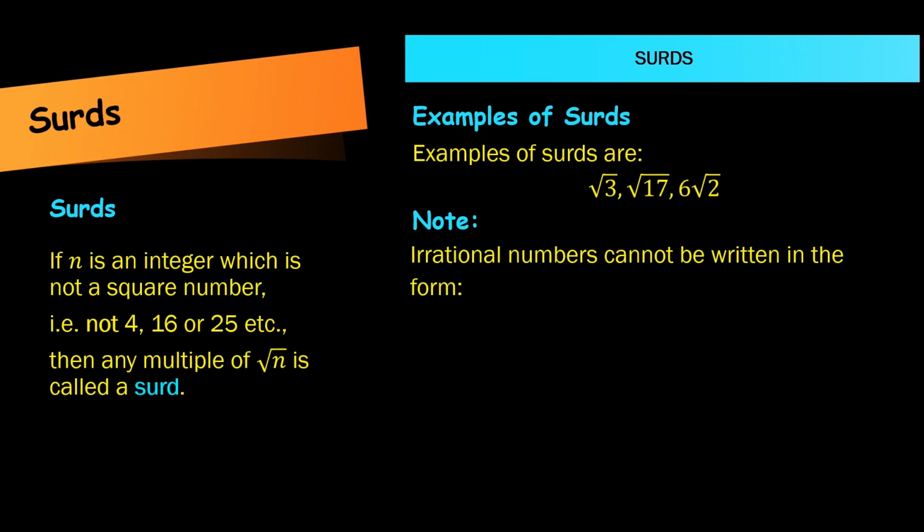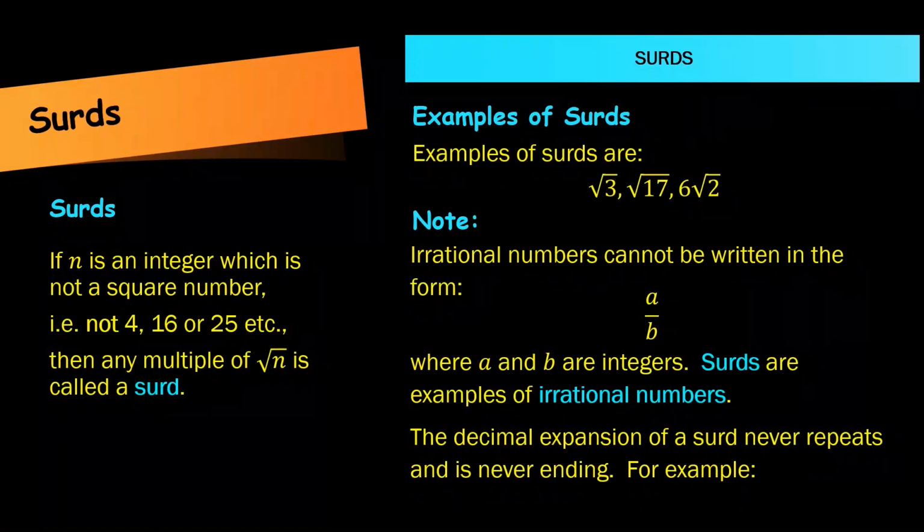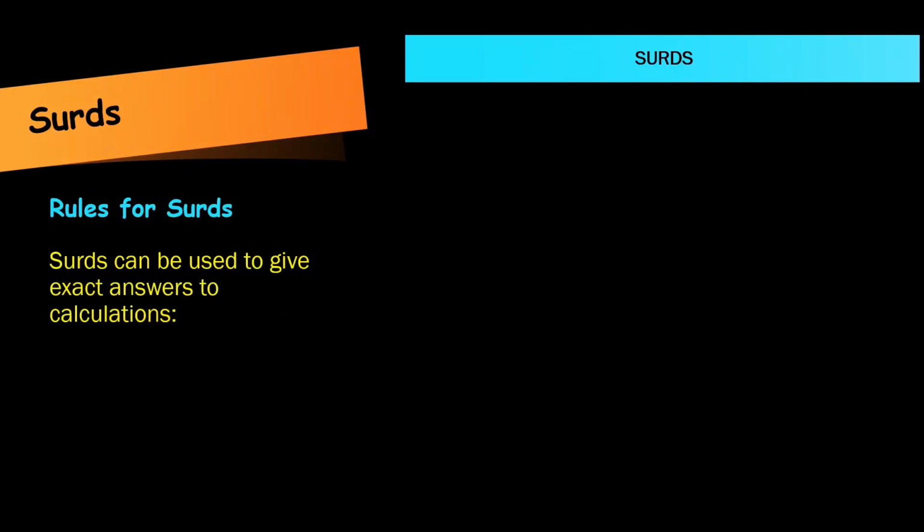Irrational numbers cannot be written in the form a over b, where a and b are whole numbers or integers. Surds are examples of irrational numbers. They cannot be expressed in the form a over b. The decimal expansion of a surd never repeats and is never ending. For example, root 2 equals 1.414, and so on. Surds can be used to give exact answers to calculations.